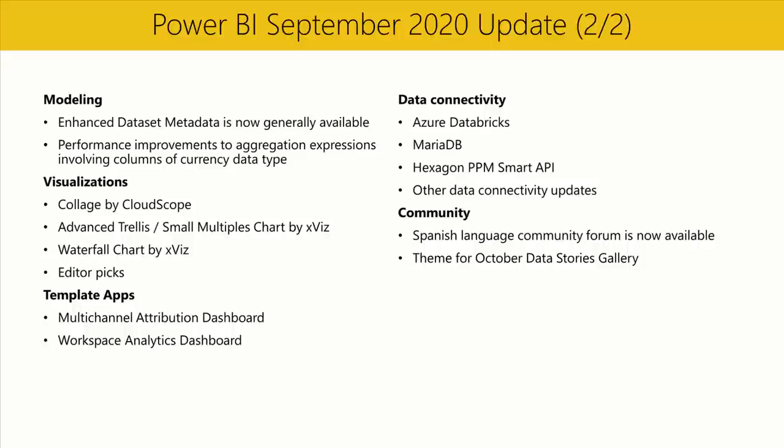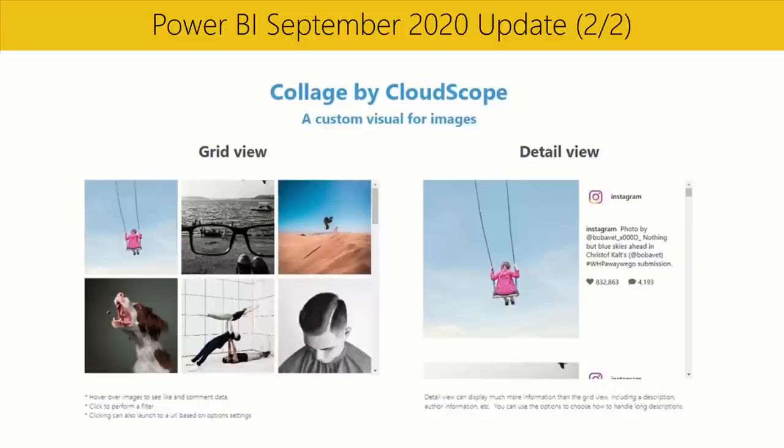In the visualizations section, CloudScope has released its collage visual, which displays images using either a grid or detailed display. Collage is a way to beautifully display images within your Power BI report. The collage visual displays images through URL, but also supports displaying captions, media data and type, video URL, comment count, and more. You can also provide any generic data fields that you wish. You can download this visual using the link in the video description below.